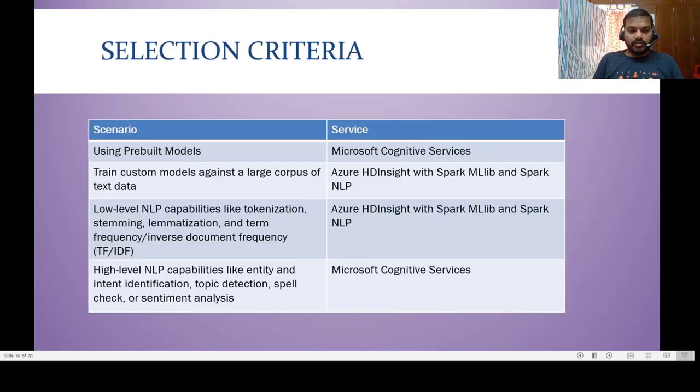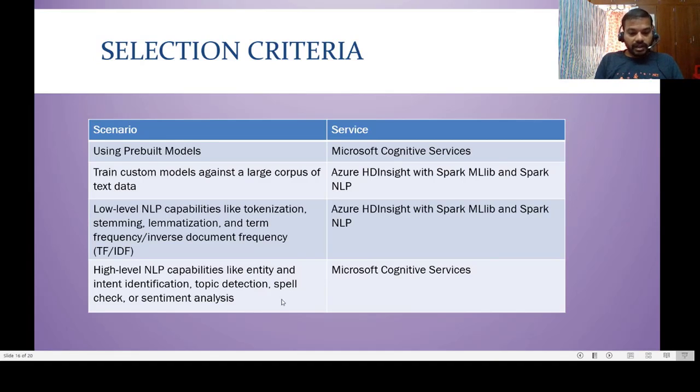Now we have two different services available in Azure. So how do I select which one to use for my use case? Let's say you want to use a pre-built model, then you can go for Microsoft Cognitive Services. If you have a large amount of data and have to train a custom model for your specific requirement, then you can go to Azure HDInsight. And if you want low-level control of the pipeline we saw, like tokenization, stemming, lemmatization and named entity recognition, specifically for your project, then you can go to Azure HDInsight.